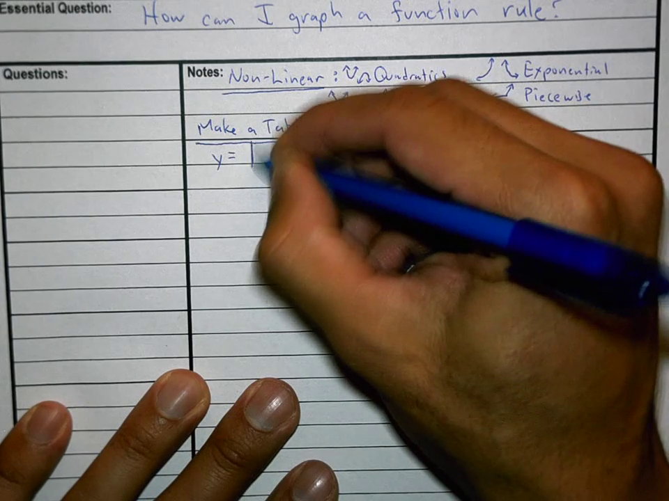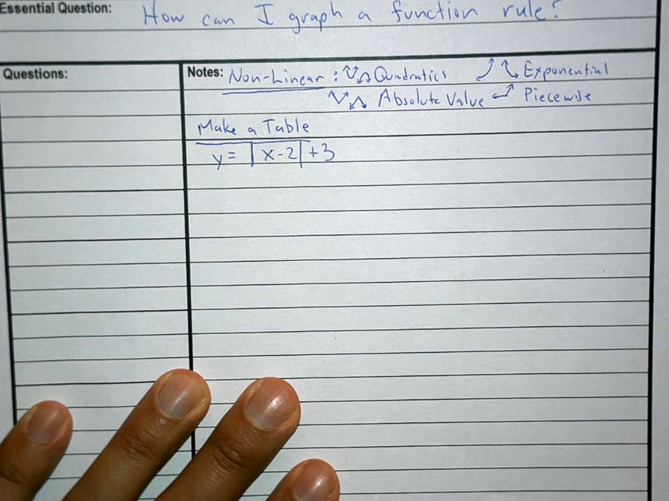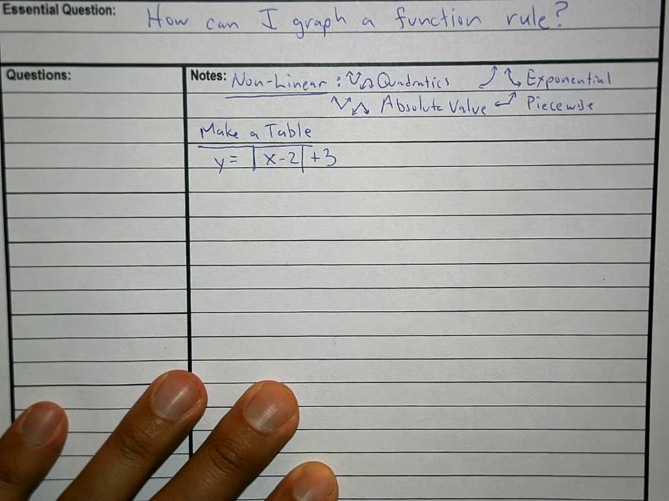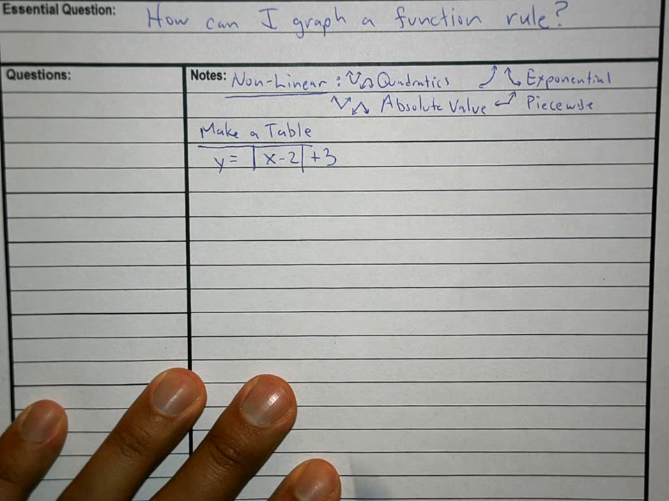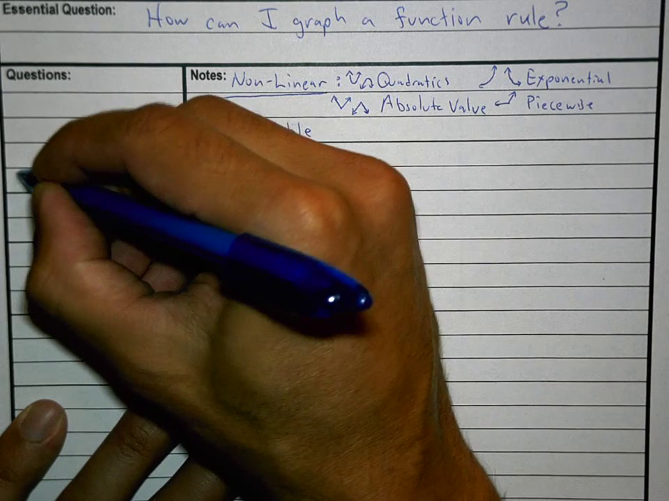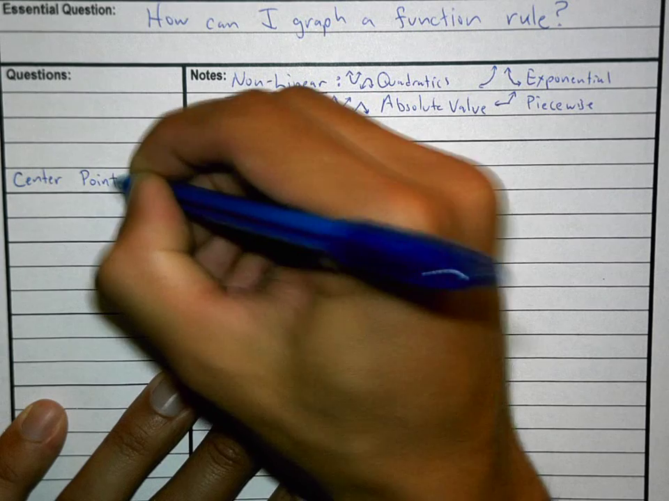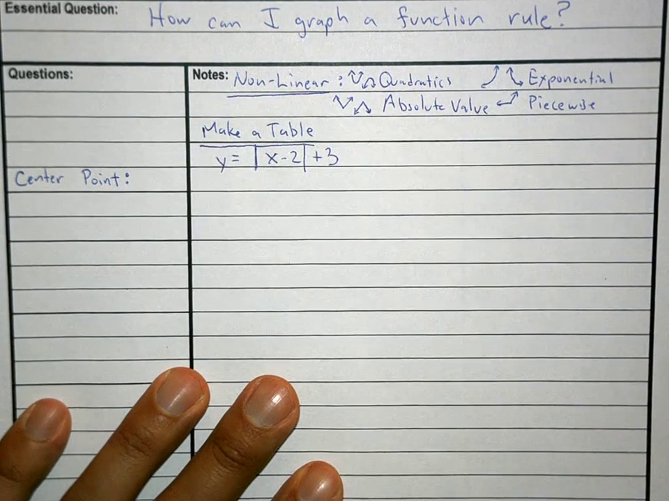Here is an equation. Y equals the absolute value of x minus 2 plus 3. The hardest part about making a table is picking what point is going to be your center point. I'm going to write off to the side: center point. Because I'm going to talk with you about how to find the center point in just a second.